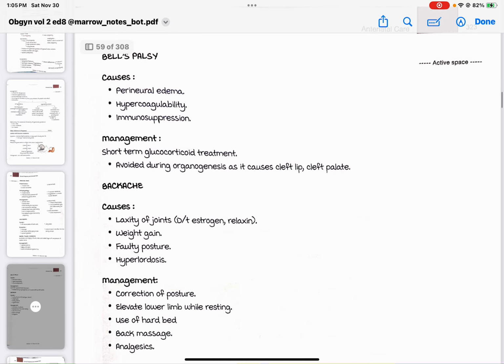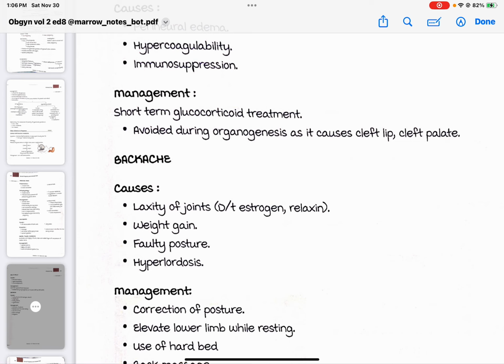Management: short-term glucocorticoid treatment, avoided during organogenesis as it causes cleft lip and cleft palate. I have made another video about a patient who was pregnant and developed Bell's palsy and how we treated them with steroids. So please go and watch that video for the dosage and more details.